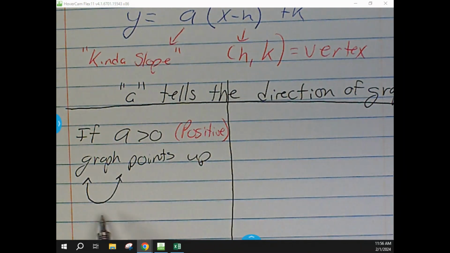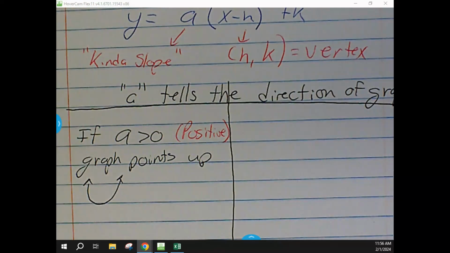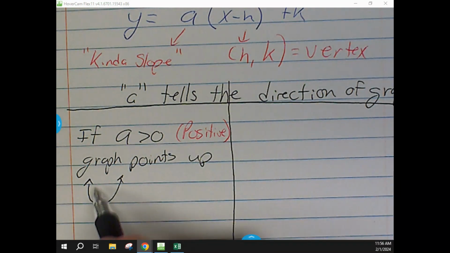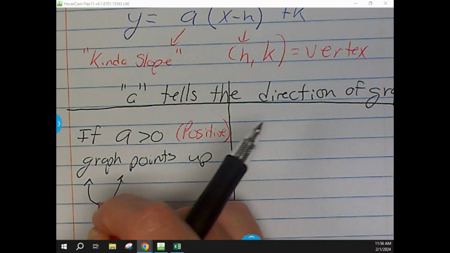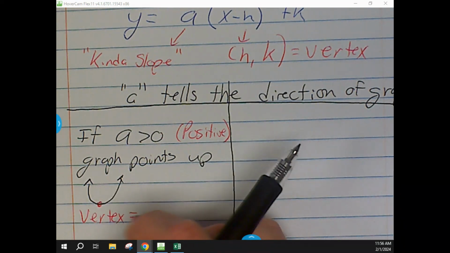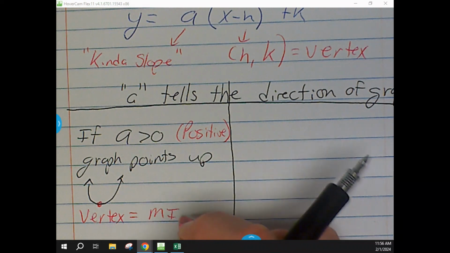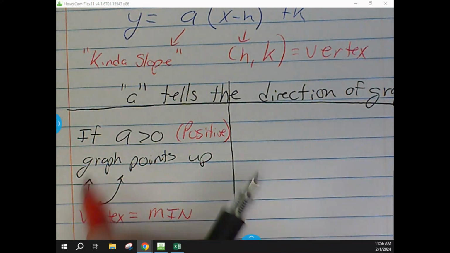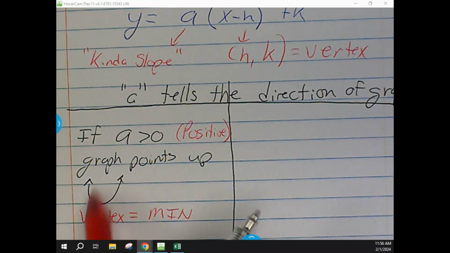Now, again, we may slide it up and down and left and right and do all that same stuff with it, but if A is greater than 0, then we know the ends of the graph are always going to point up. Which means your vertex is always going to be a minimum, because if this thing looks like this every single time, the vertex is at the bottom, so we know the bottom point is going to be a minimum.